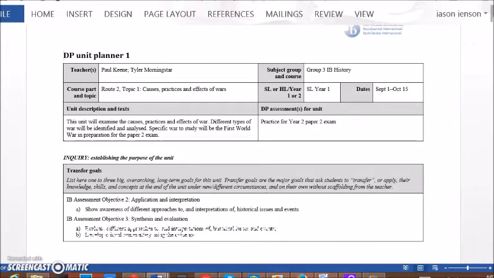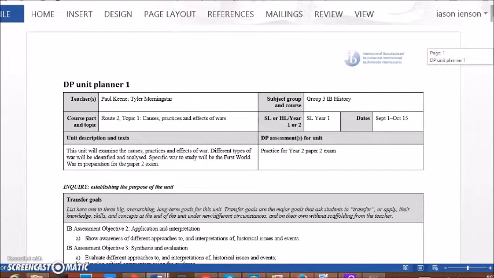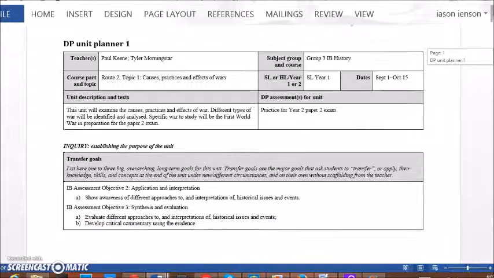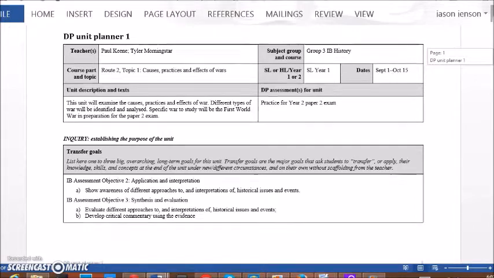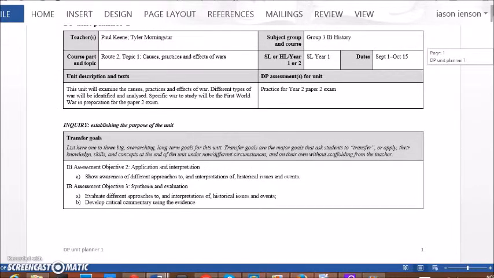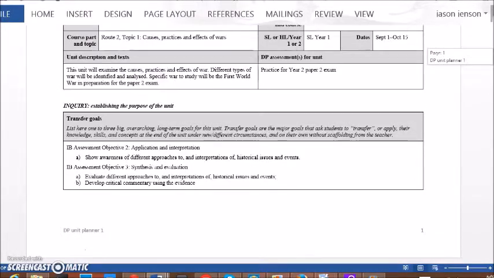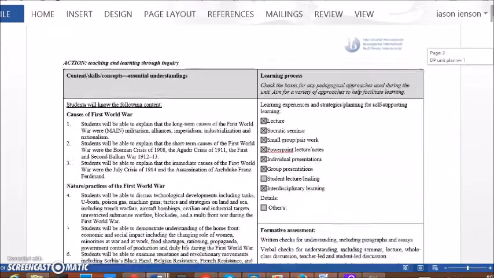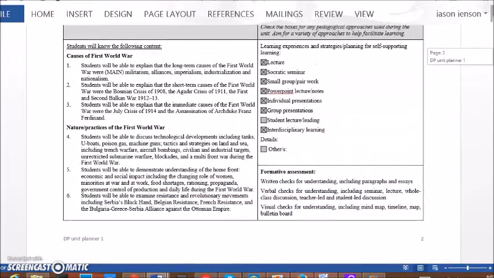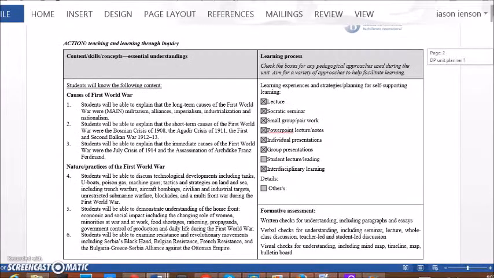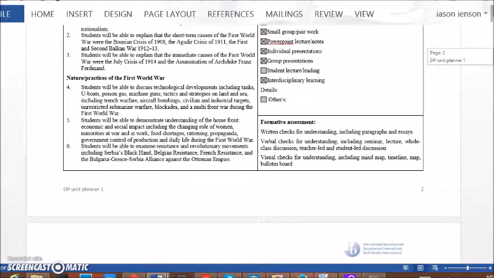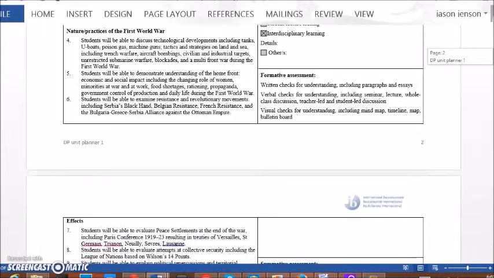This is an example of a unit planner we currently use at my school, which is handed down to us by the IBDP. As you can see, it's in a slightly different format. We have the unit description and text, and then we have an inquiry establishing the purpose of the unit and the transfer goals. So we go down the list. This is a teaching plan on the First World War, the causes and nature and practices of the First World War. We also have the teacher indicates the learning processes on the right, and different formative assessments are also listed.